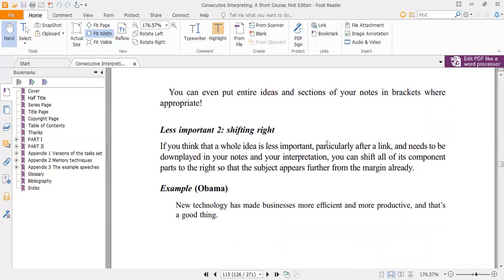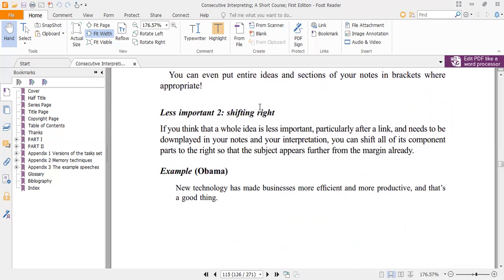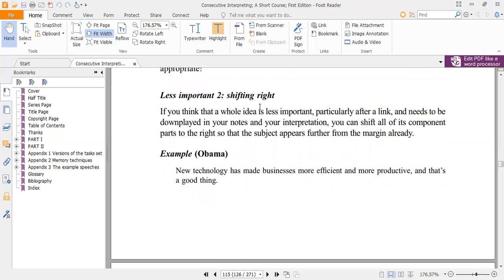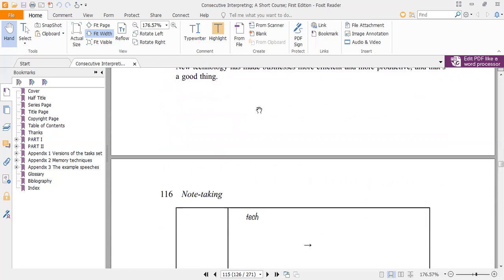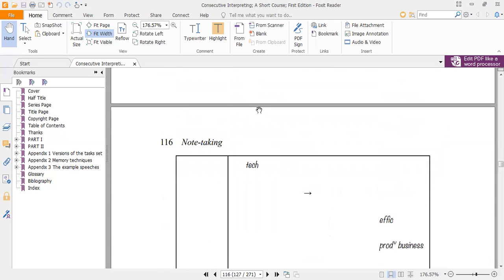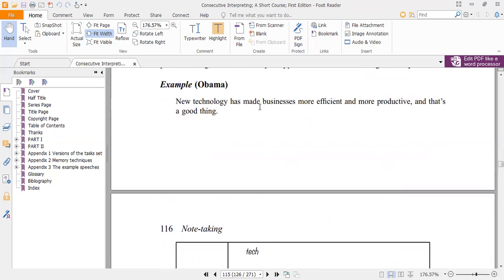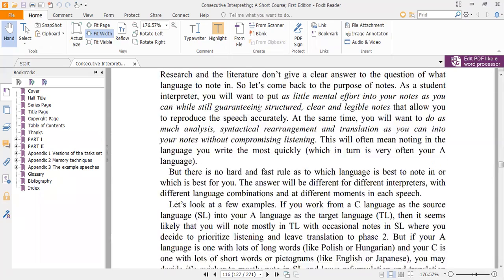Okay, now shifting right. As we said, shifting left means writing in the left margin, and writing in the left margin means that this idea is very important. When we write the idea in the right margin, it means that this idea is less important. So the left margin is more important, while the right margin is less important.